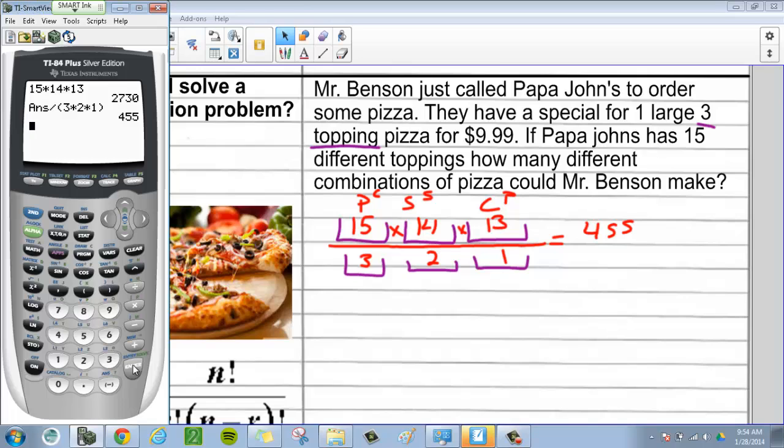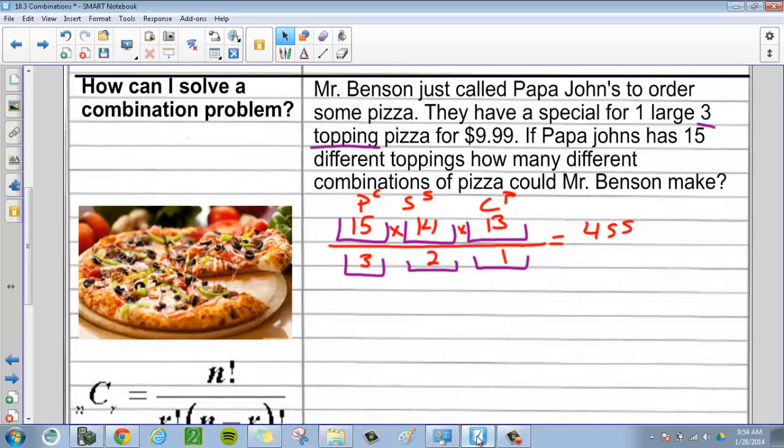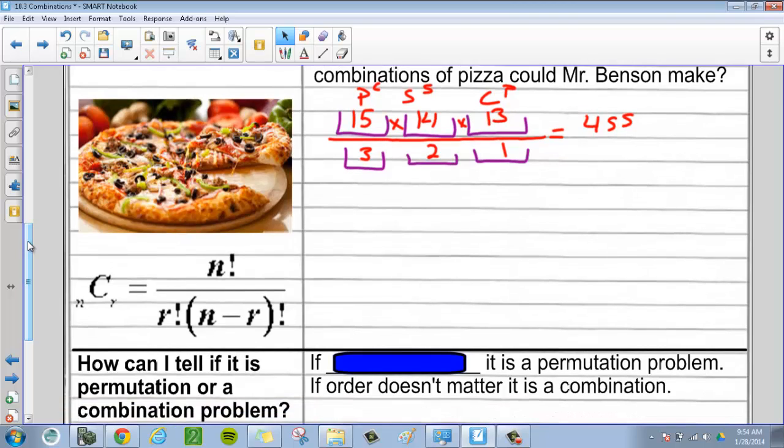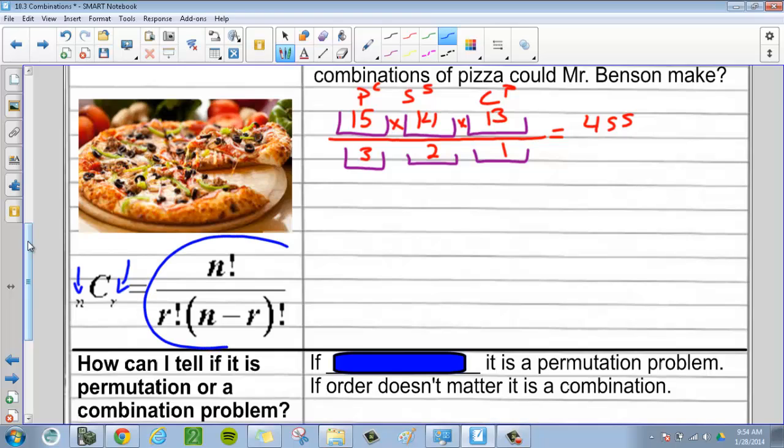Now, there's a formula for this. If you don't want to use my bucket method, and that's okay, you don't have to. They give you a formula. It's called nCr right here. So the n represents how many toppings there are. The r represents how many toppings you're going to put on your pizza, or how many you can put on your pizza. And here's the formula for this scenario. So let's just apply it right here. We have 15 toppings. C, we can put 3 on our pizza, and that's equal to 15 factorial all over 3 factorial times 15 minus 3 factorial.